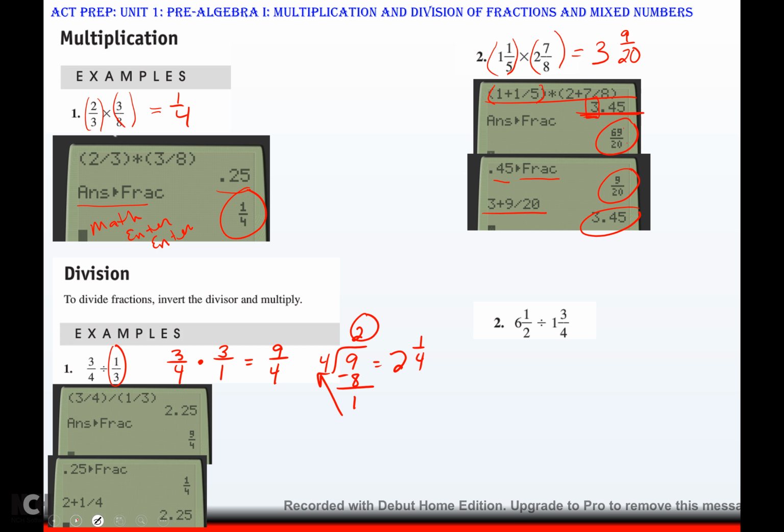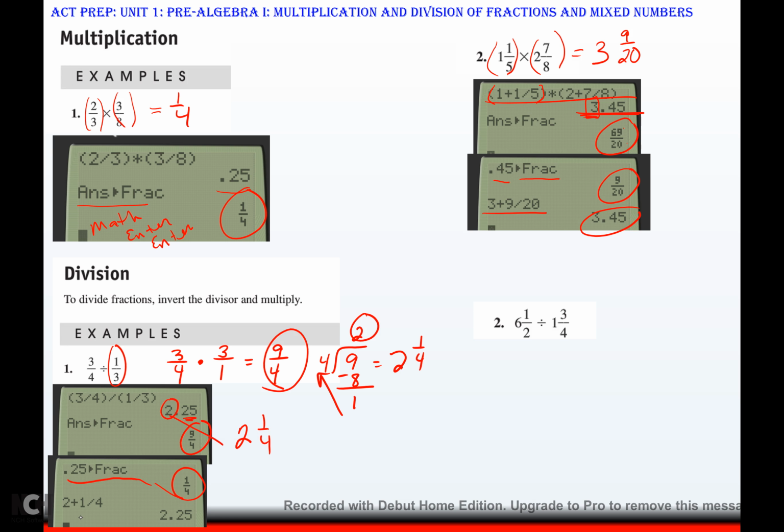Calculator, you type it, 3 divided by 4 divided by 1 divided by 3, you get 2.25, which is 9/4. Okay, and then again, so you know 2 whole times, there's my whole number. Turn the 0.25 into a fraction, that's 1/4, so it's 2 and 1/4.